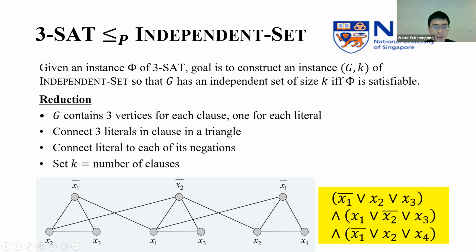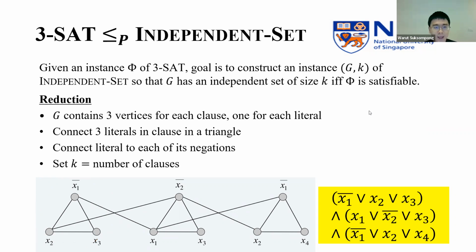So we start with an instance of 3 set, right? Instance formula phi. We create one triangle for each clause, right? So the first clause, remember, was x1 bar or x2 or x3, right? So that corresponds to the first triangle in the picture here. And then the second clause goes to the second triangle, and the third clause goes to the third triangle, right? So it's x2 bar or x1 or x3. That's the second clause, and the third clause is x1 bar or x2 or x4. So we have 3 triangles.